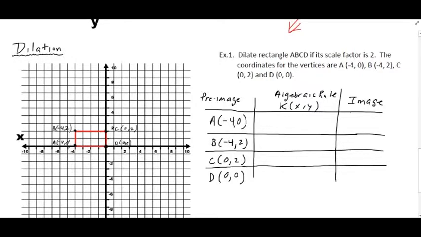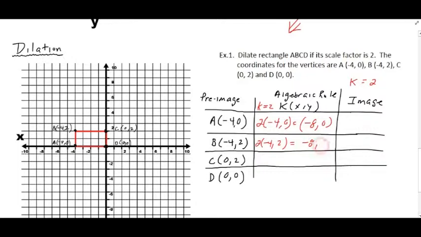And the coordinates for the vertices are A is (-4, 0), B is (-4, 2), C is (0, 2), and D is at (0, 0). We've already identified that the scale factor is equal to 2. I have the vertices for my pre-image, and I'm just going to place right there that k is equal to 2, so I'll remember what to multiply by. So now I write my coordinates, use the algebraic rule, and simply multiply using the scale factor, and I have (-8, 0). And then I take B, which is at (-4, 2). I'm going to multiply it by 2 as well, the scale factor.